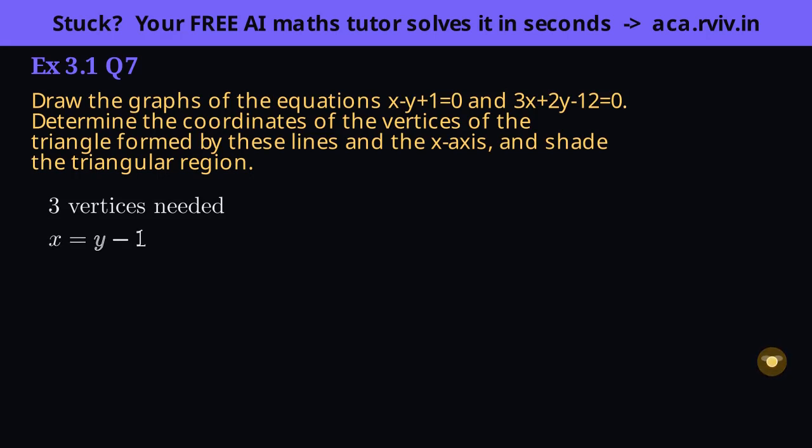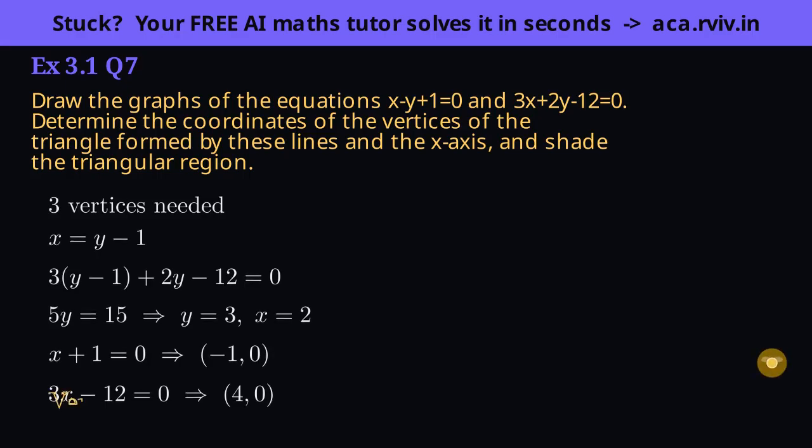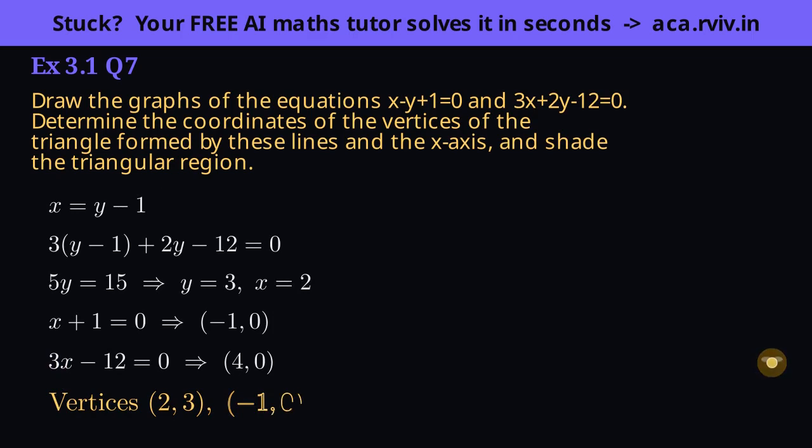From line 1, x equals y minus 1. Substitute into line 2. Simplify and solve for y, then x. Second corner, line 1 meets the x-axis where y equals 0. Third corner, line 2 meets the x-axis where y equals 0. Insight: the x-axis counts as a third line, so a 2-line problem becomes a 3-corner triangle.